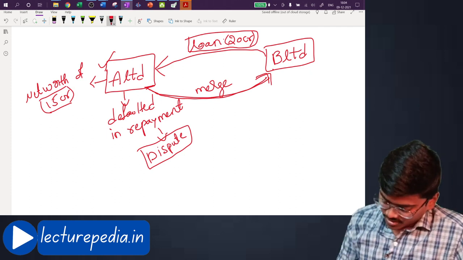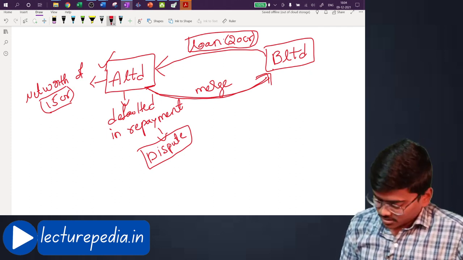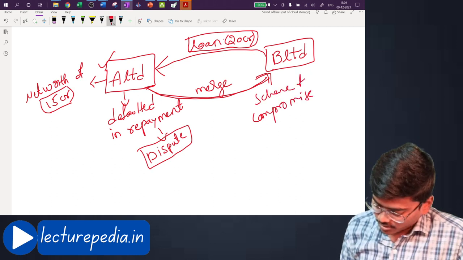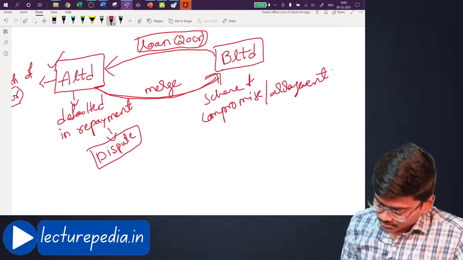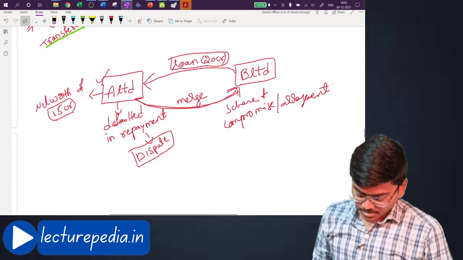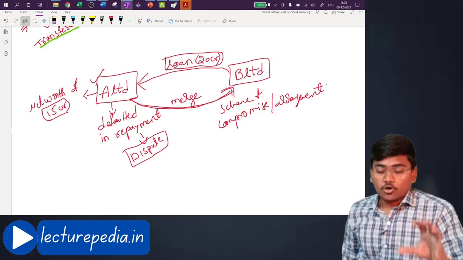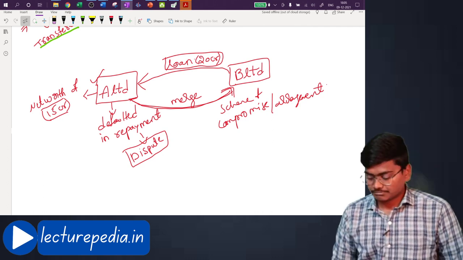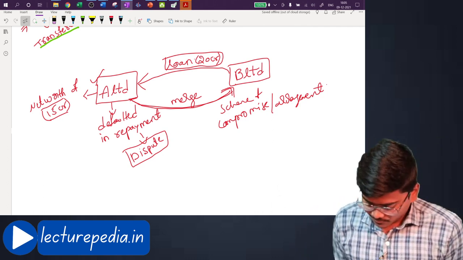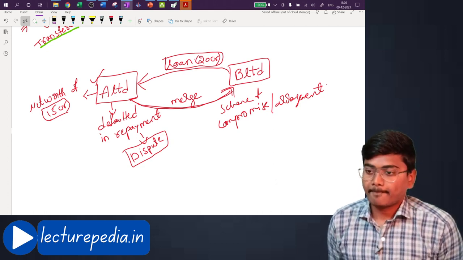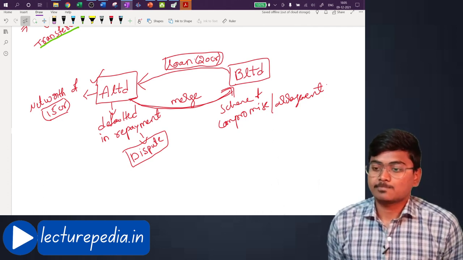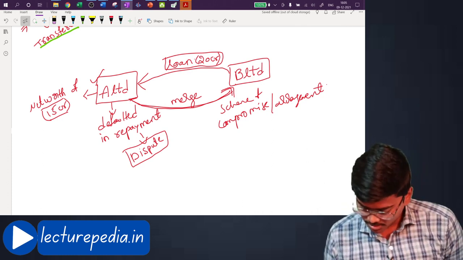Hope you understood the situation. In this case, this would be an example of compromise, that is scheme of compromise or arrangement. Therefore even amalgamation or merger is also an arrangement or compromise, you can say. You can note down this example. Merger or amalgamation.